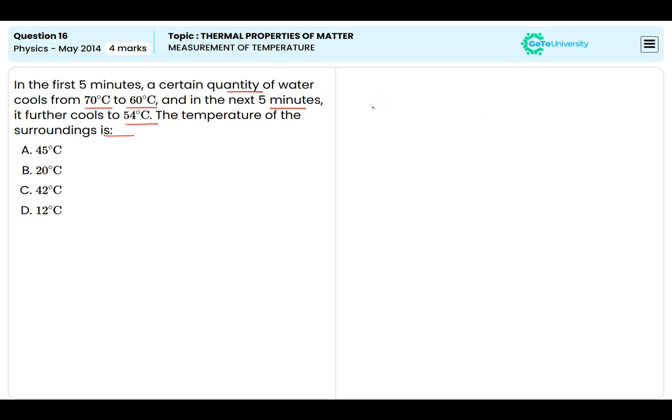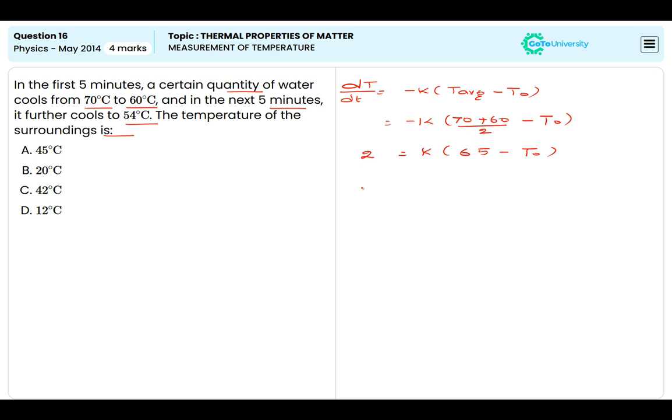So this one we can find with the help of the equation, that is dT by dt, that means with respect to time, the temperature is minus k into T average minus T naught. Here it is minus k into T average, and for the first one, T average is 70 plus 60 divided by 2, minus T naught. Then we get the answer, that is 2. If I put it here, 2 is equal to k into 65 minus T naught.